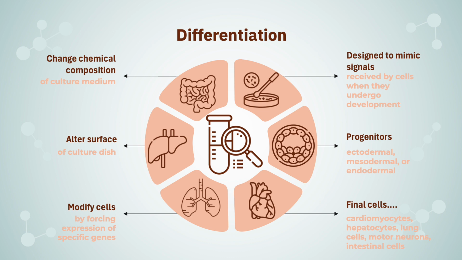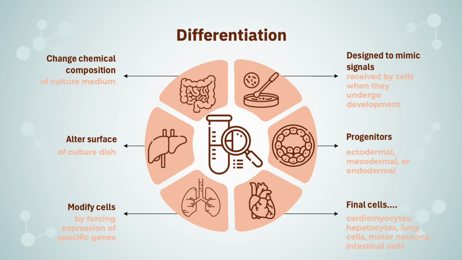Directed differentiation is designed to mimic signals that are received by cells when they undergo successive stages of development. The extracellular microenvironment plays a significant role in controlling cell behavior, so by manipulating the culture conditions, it is possible to restrict specific differentiation pathways and generate cultures that are enriched in certain precursors. Most directed differentiation protocols are designed to mimic the development of the inner cell mass during gastrulation. During this process, pluripotent stem cells differentiate into ectodermal, mesodermal, or endodermal progenitors.